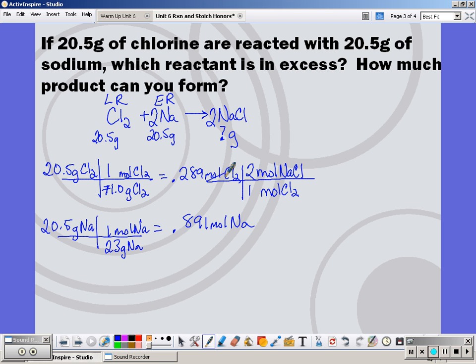But I don't want moles of sodium chloride, I want grams of sodium chloride. So then I can convert to grams by using the molar mass of sodium chloride, which is 58.5. So now I'm at grams of sodium chloride. So now I can multiply and divide, multiply and divide. And my answer would be 33.8 grams of sodium chloride.